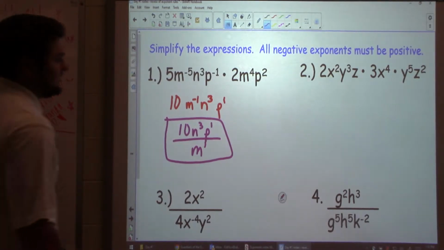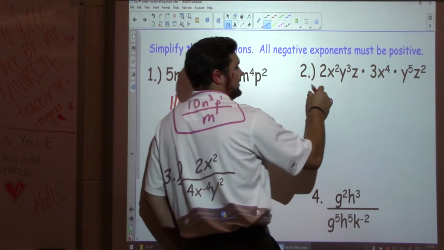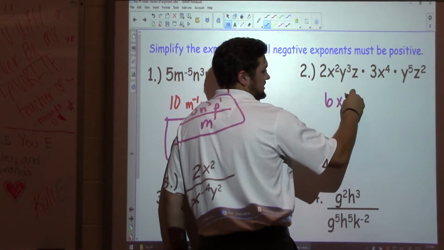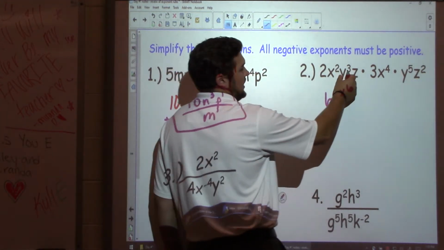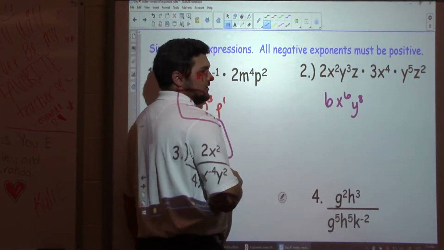Sweet. So second one, same thing. Whole numbers first. 2 times 3 will give me 6. Bases of x: x squared times x to the fourth, 2 plus 4 is x to the sixth. Y cubed times y to the fifth, 3 plus 5 gives me y to the eighth.